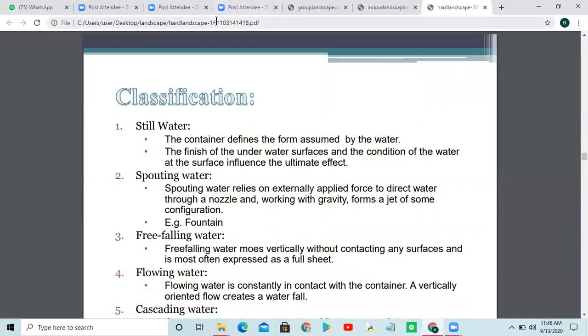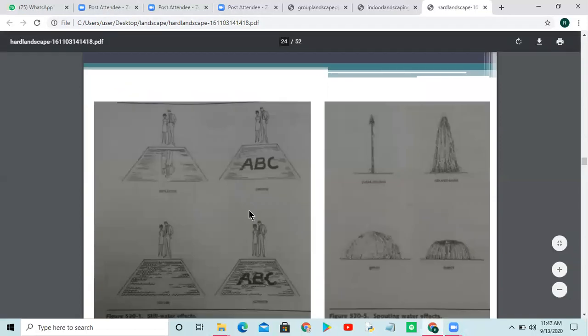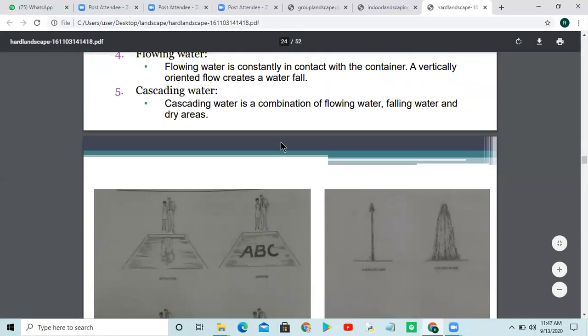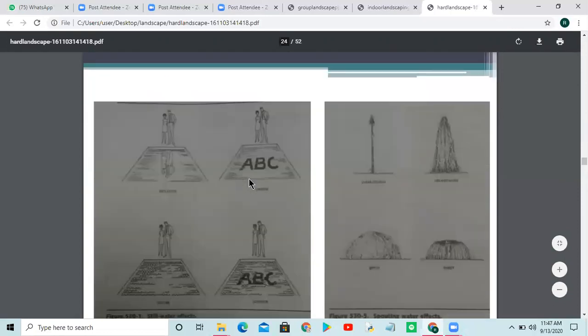People identify buildings with infinity pools. It means there is no boundary. You will feel as if there is no end. It is a glass pool kind of thing. So the forms of water, the still water, the spouting water, the free falling water, the flowing water, or the cascading water, identify that particular building or landscape area. So that is also important.